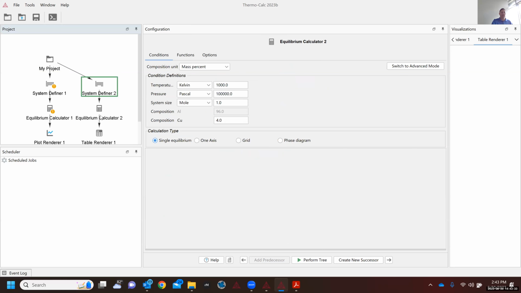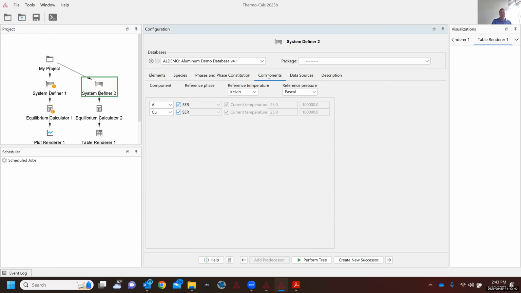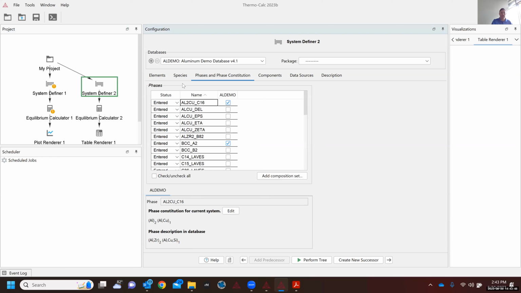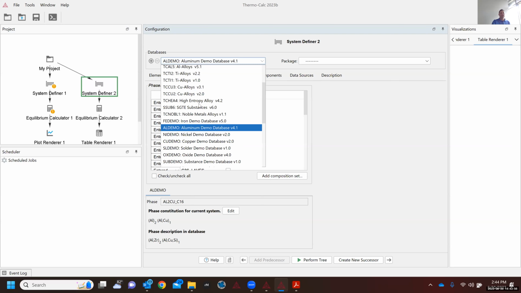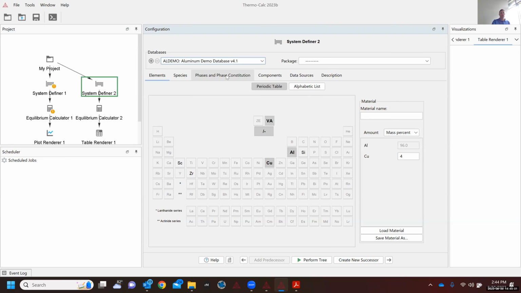So the next limb on our tree after system definer, you can look up components too. I've never done anything like that. If you start doing that, you might be beyond me. Same thing with you if you start using ionic species. So that's the way you define a system. Pick your database, define your elements, come over here.